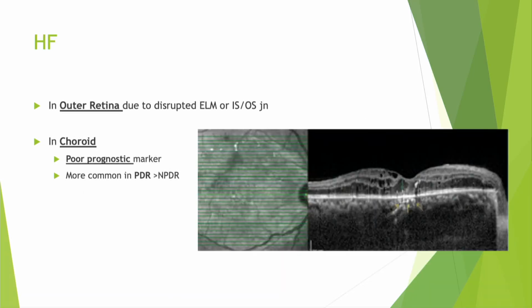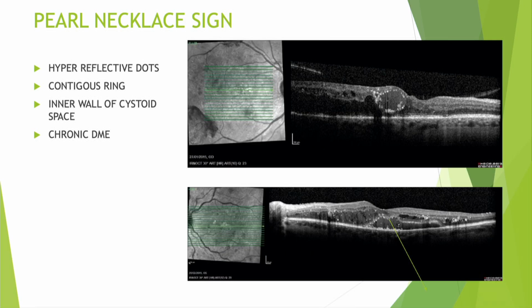So hyperreflective foci could also be present in the outer retina when there is a disruption of the external limiting membrane or the ISOS junction. They could be present in the choroid, and it is indicative of a poor prognosis, and also in severe forms of diabetic retinopathy like proliferative diabetic retinopathy.